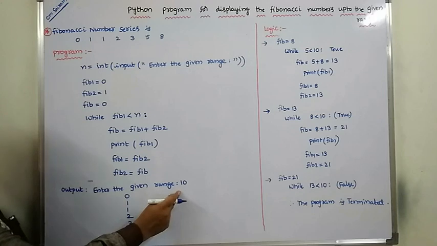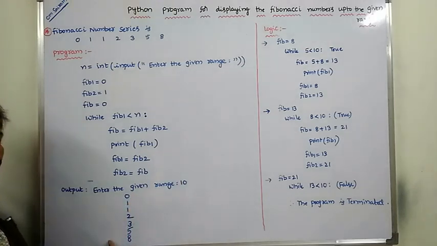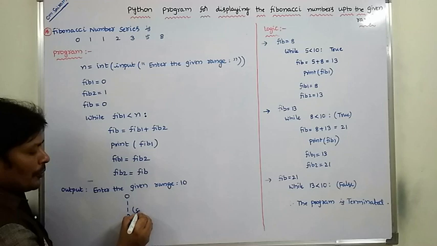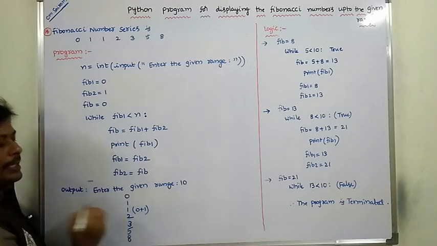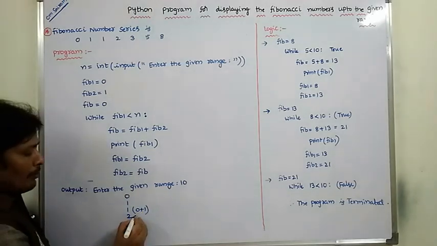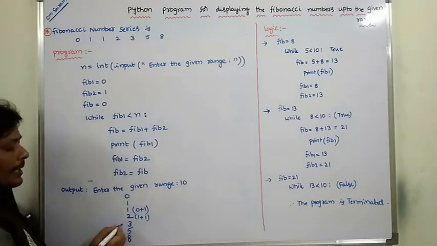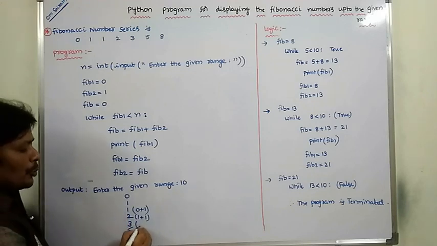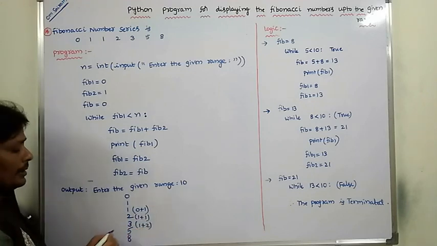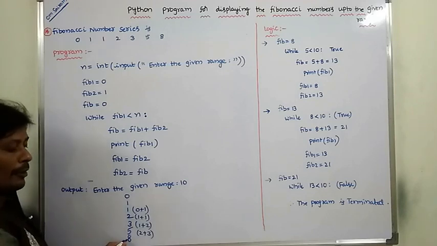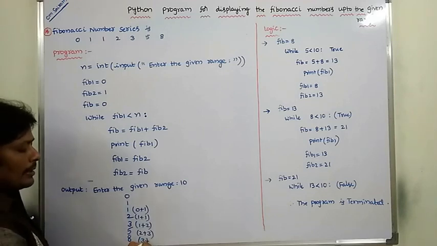Enter the given range: 10. Below 10, what are the Fibonacci numbers? So these are the Fibonacci numbers. First Fibonacci numbers 0, 1. Here, how are we getting the next one? The previous two Fibonacci numbers, 0 plus 1, is equal to 1. Next, this Fibonacci number, how are we getting it? Previous two Fibonacci numbers, 1 plus 1. This one? Previous two, 1 plus 2. This one? Previous two, 2 plus 3. Only the previous two. This one? Previous two Fibonacci numbers, 3 plus 5.